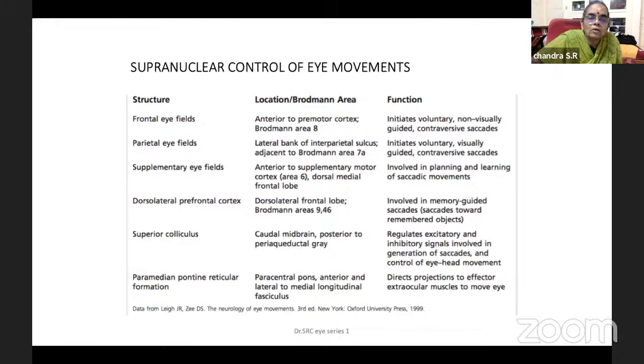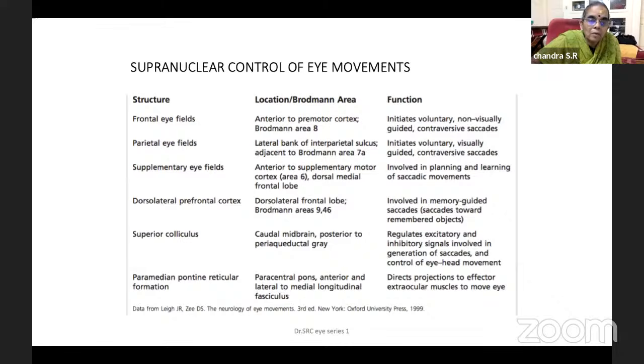And the superior colliculus is situated in the caudal midbrain, posterior to the periaqueductal gray, and regulates excitatory and inhibitory signals invoked in the generation of saccades and control of eye movement and head movement for a novel target. This is for an unanticipated novel target. We call it collicular vision or blindsight, so it is not consciously appreciated. Novel targets are approached by saccades generated by the superior colliculus to protect the eye.